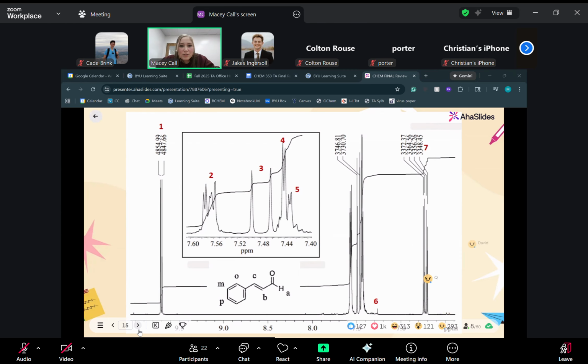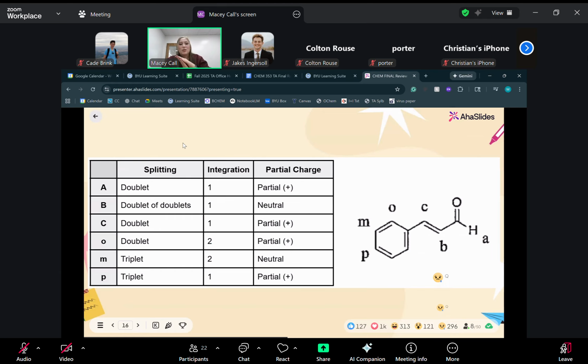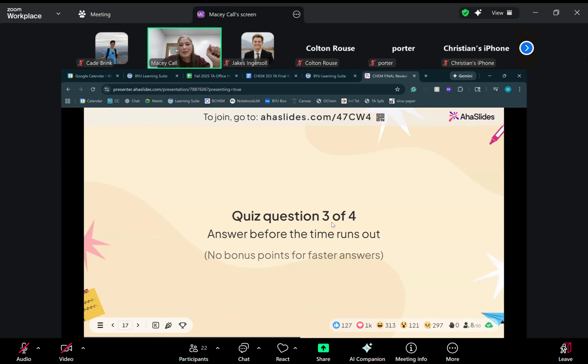Okay. So this is kind of my strategy when I was going through it. So I made this little table. And so if I'm looking at A, why is A a doublet? What was I smoking? So A is going to be integration of 1. We're going to ignore that splitting column for a second. I don't know what I was thinking. And then it's going to have a partial positive charge, right? Because of the oxygen. So then if I look at this, I don't think this is right, actually. Completely ignore that. Let's go to the next part.